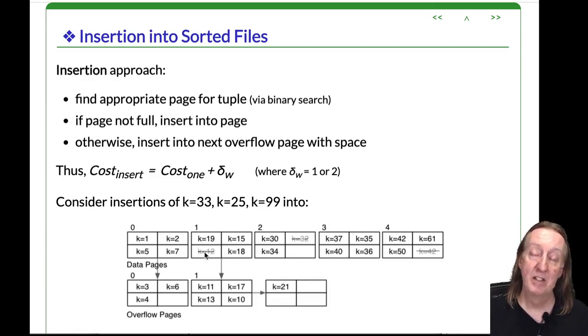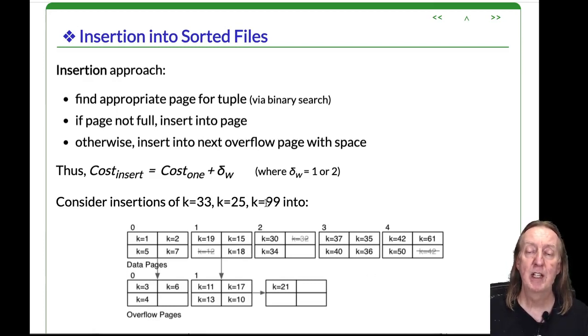Once again, if we're talking MVCC, we have to leave that deleted tuple. So we'd say, all right, this page is full. Let's have a look at its overflow. The overflow page is full. So we come to the next overflow page and we insert 25 in there. If there was no overflow page beyond this, then we have to make a new one, link it together, and then put k equals 25 in there.